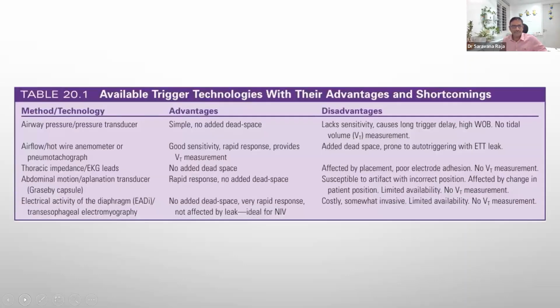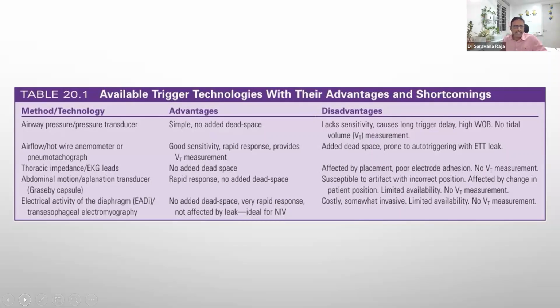Next slide. You can see some of the triggering methods with technologies. The common ones are airway pressure, by pressure transducer; airflow, by hot wire anemometer; thoracic impedance; abdominal motion by Graseby capsule; and the latest one is electrical activity of the diaphragm, EAdi, by transducer, visual electromyography. Among these, airflow is commonly used. It has good sensitivity and very rapid response, and provides tidal volume measurement. The disadvantage is added dead space, and it is prone to auto-triggering by endotracheal tube leak.